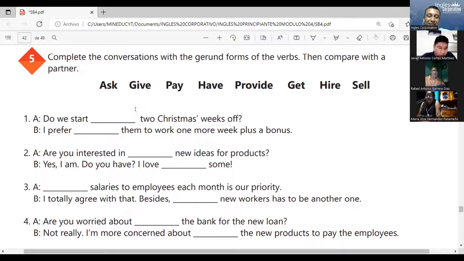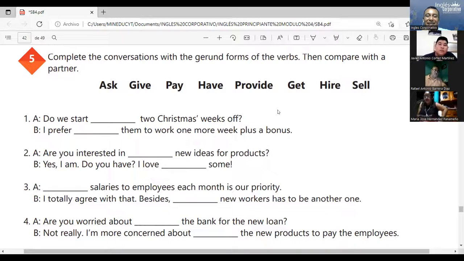¿Qué es lo que van a hacer? Complete the spaces using the verbs. ¿Ok? Van a completar usando estos verbos en ese espacio. Pero si es necesario, creo que para todos los casos será necesario, le van a poner ing. For example, number one. ¿Cuál sería la mejor frase, el mejor verbo para completar? Empezamos. Do we start?